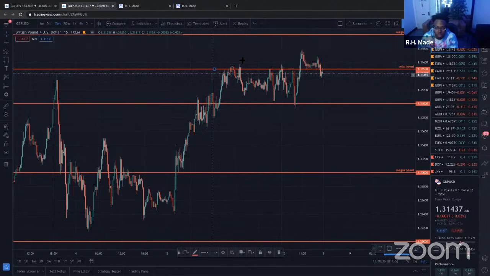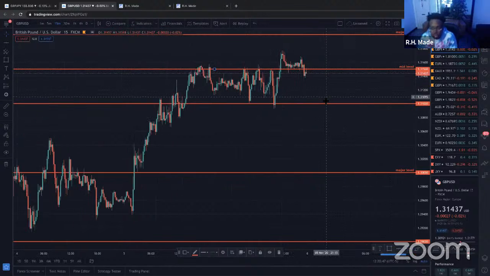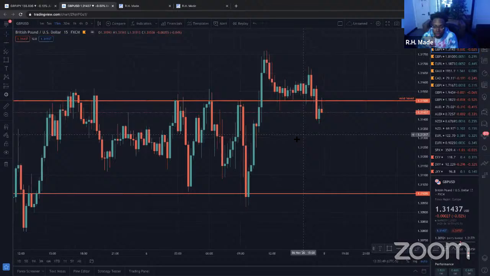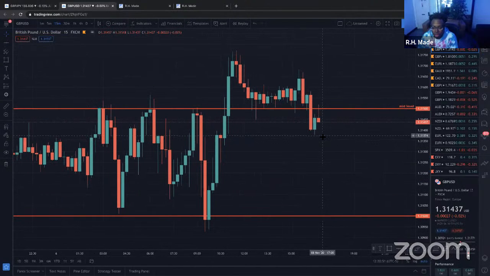All right, so it's just bouncing up and down within the major level and the mid level. It broke the mid level, came down, retested it, consolidated a little bit on top of it, and then it broke down. It broke the mid level.